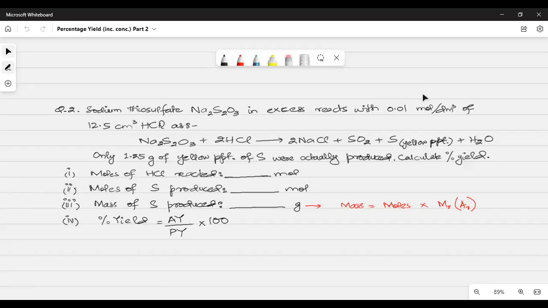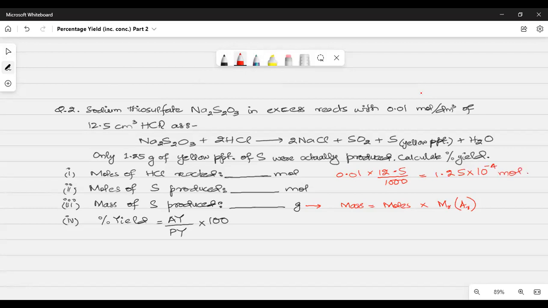Okay, so this is the question I left you with last time, and I hope for part one you did something like this: 0.01 multiplied by 12.5, divided by 1000, and your answer was 1.25 multiplied by 10 to the power of -4. And that is moles.